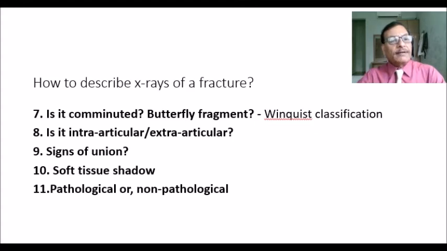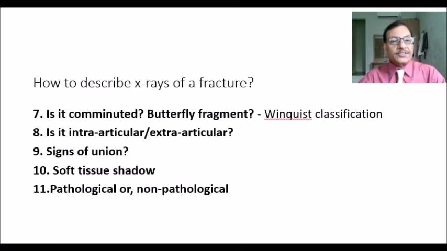Then we have to ascertain whether it is comminuted, which means there are more than two fragments. We have to look for a large chunk of fragment. If there is a large chunk of fragment, this is usually called a butterfly fragment. Then the classification will be according to Winquist type. Then, especially in the upper third or lower third of the shaft, we have to ascertain whether the fracture is intra-articular or extra-articular. Intra-articular means the fracture is involving the articular surface.